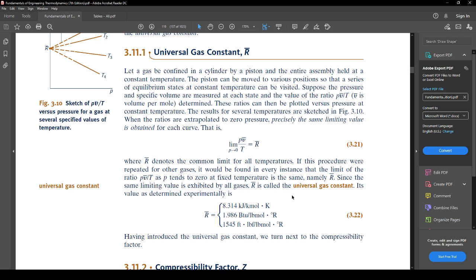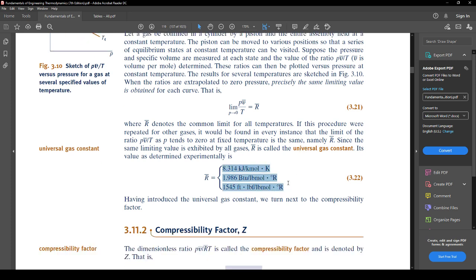If this procedure were repeated for other gases, it would be found in every instance that the limit of the ratio PV over T, as P tends to zero at fixed temperature, is the same, namely R. Since the same limiting value is exhibited by all gases, R is called the universal gas constant, which we all know what R is. But these are the units for R. So you do have to be careful which ones you use, but these are the very common ones for R.